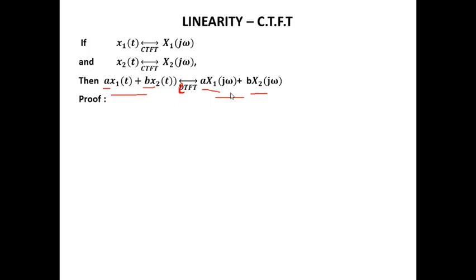So for starting with the proof of this, we have to go for the formula for CTFT. So we know this is the formula for CTFT: X of j omega equal to integration, t equal to minus infinity to infinity, x of t e power minus j omega t dt. So it should be written as dt, it is missing over here. So you have to write it as dt, right?